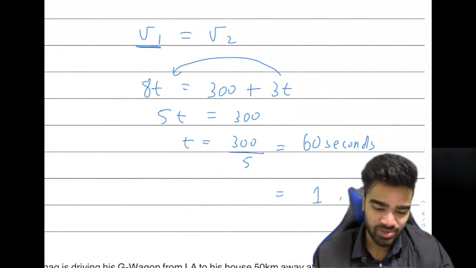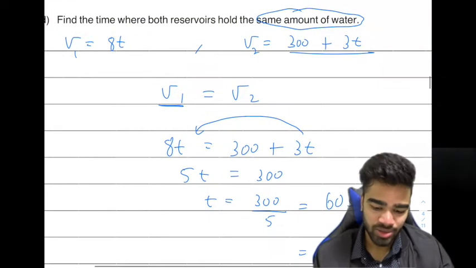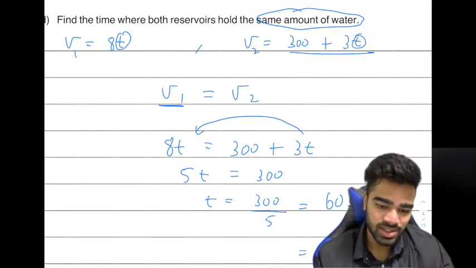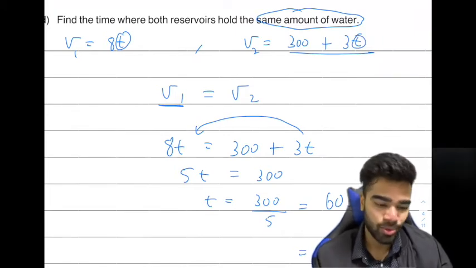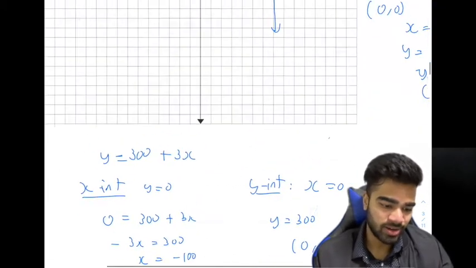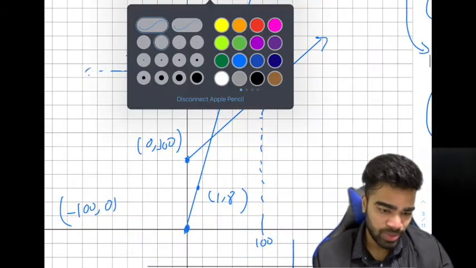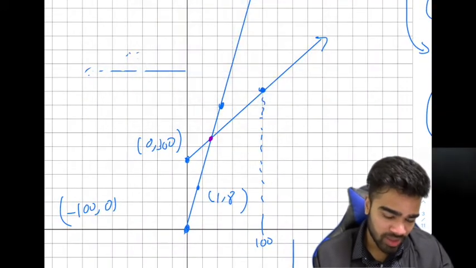60 seconds, you can also write as 1 minute. So pretty much, you'll notice, right? If you sub 60 into this, or this, you're going to get the same amount of water in both reservoirs. So if we were to talk about it graphically, that would be this coordinate here, where both of them intersect. So that would be, for example, time would be 60.